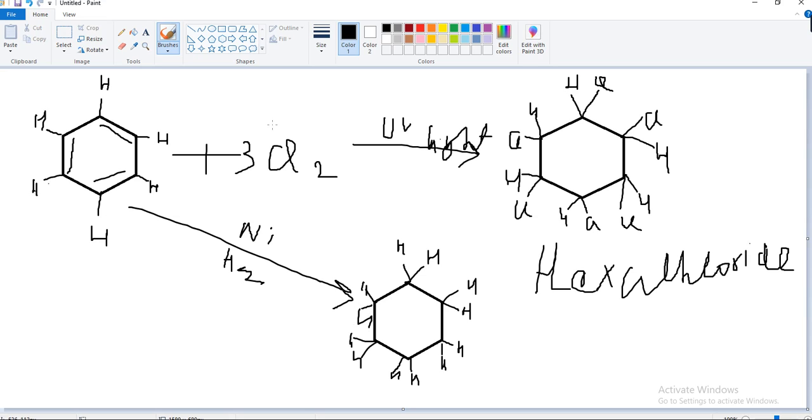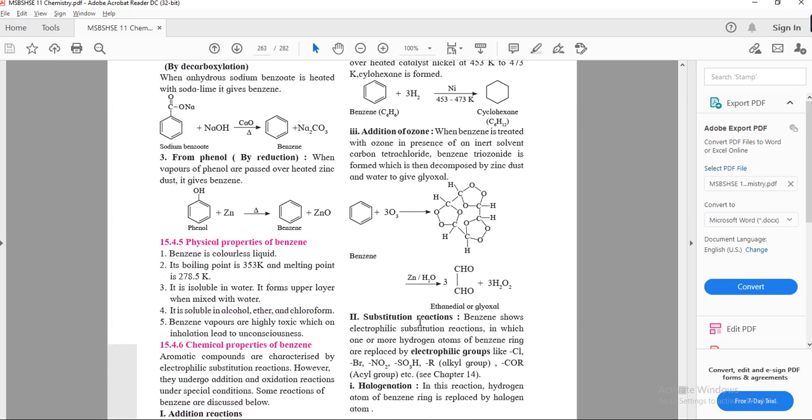Yes. Now the next reaction is what? The next reaction is addition of ozone. Ozone is O3. So when benzene is treated with ozone in the presence of an inert solvent, carbon tetrachloride, the benzene triozonide is formed, and after formation of benzene triozonide, this is decomposed by zinc dust and water to give glyoxal. Glyoxal is an aldehyde having 2 aldehydic functionalities.